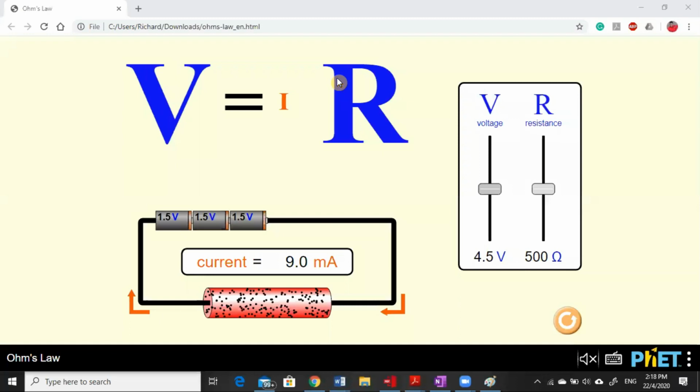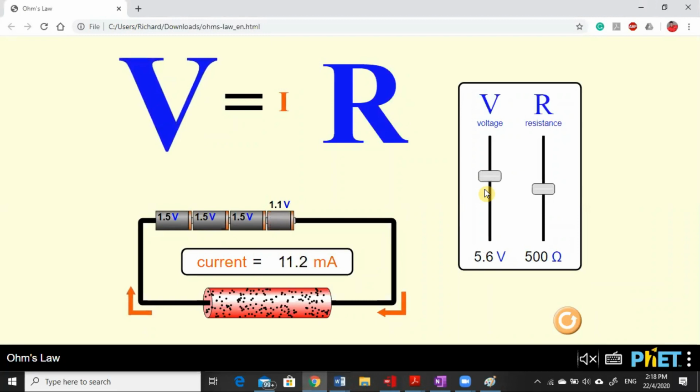So I expect that my current is going to increase. And we're going to explain it from a resistance standpoint as well. So let me adjust it. As I increase my voltage, I realize that my current increased, and we expected that because we're saying it is directly proportional. So current and voltage are directly proportional based on this formula.